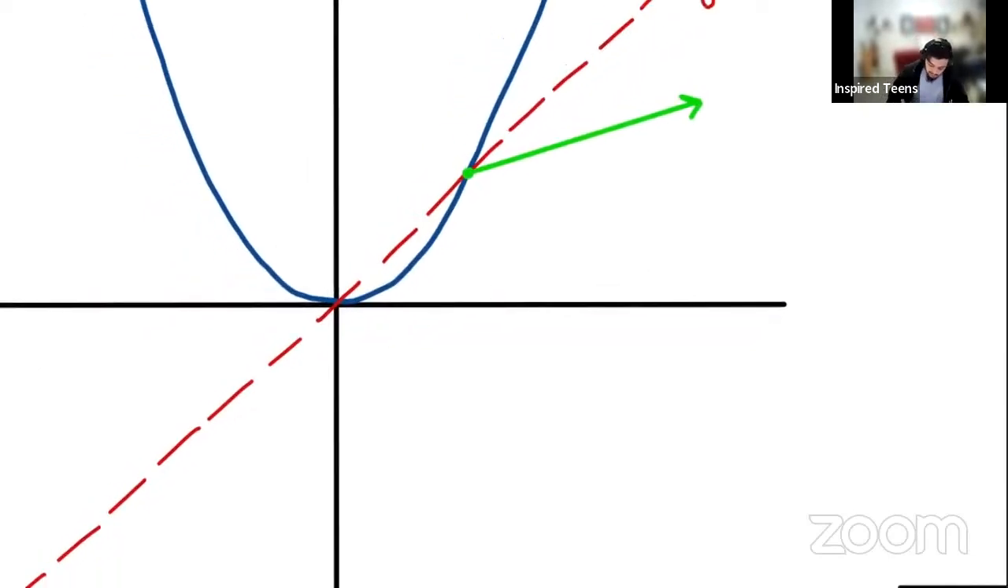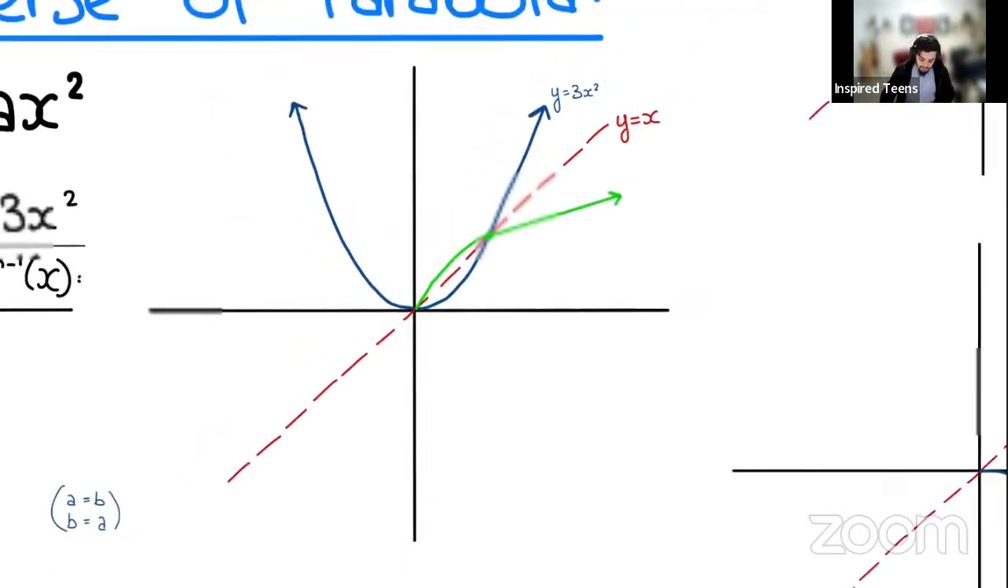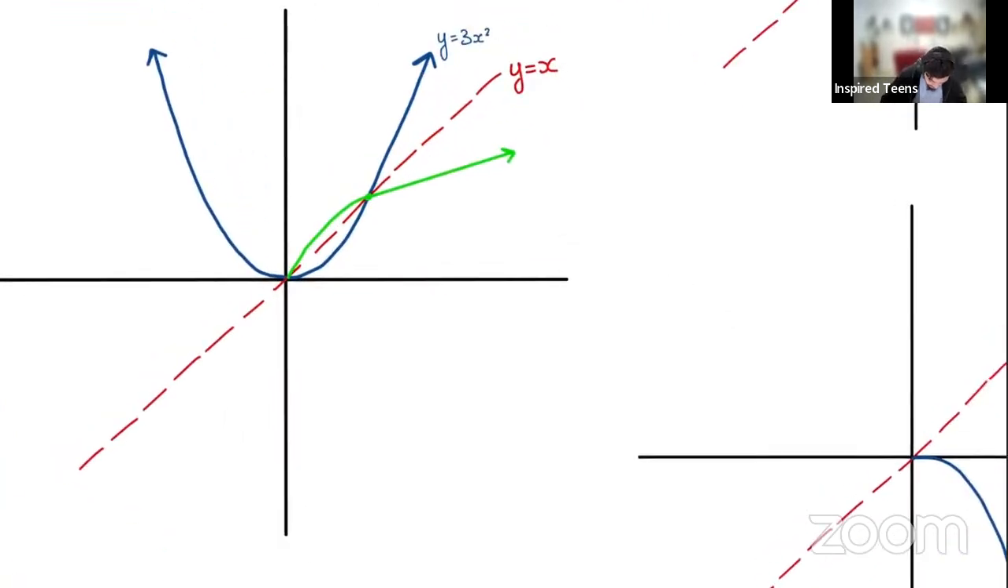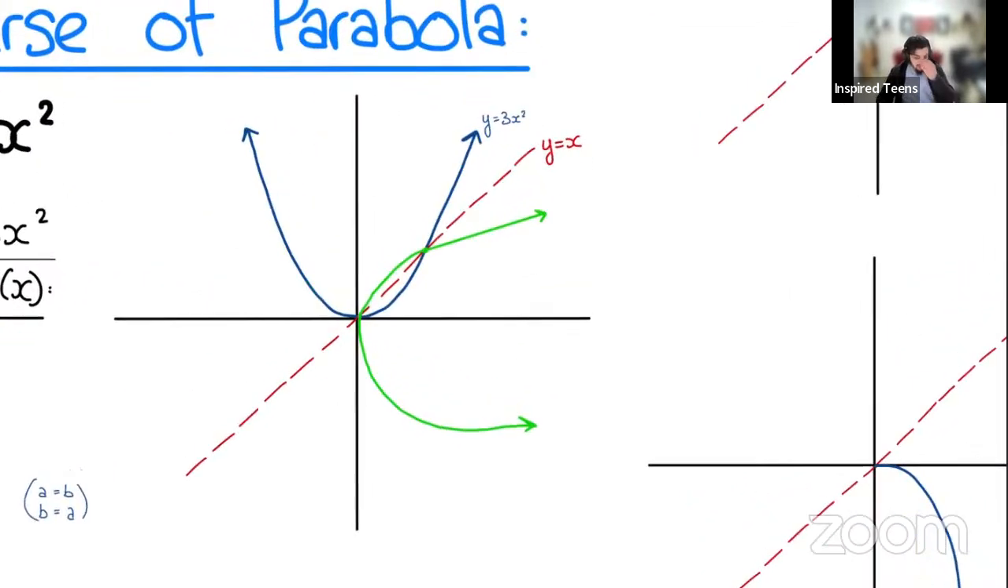Then I can have a look at this part, and in order to reflect it, I can simply complete the shape, which is going to look something like that. And then finally I can do this last part, which is going to look something like that. Obviously not perfect, but it somewhat looks like the function, right? So that's what a reflection of the parabola graph would look like.